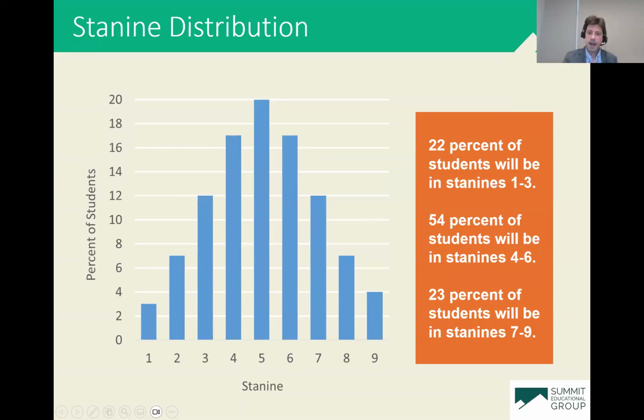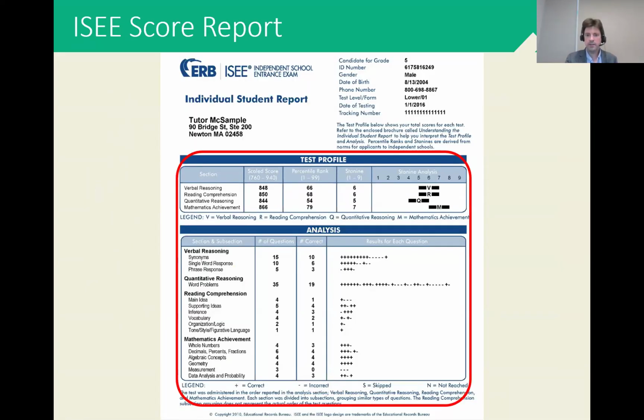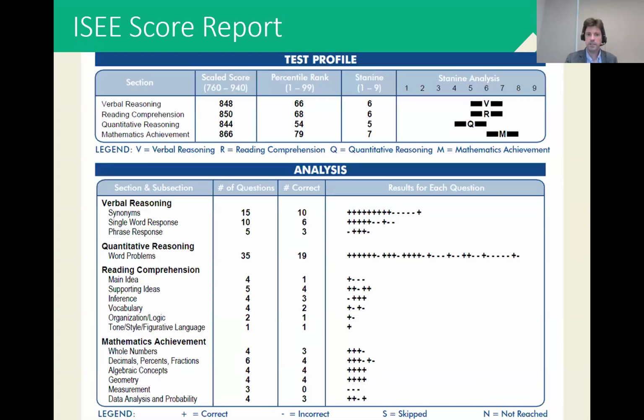And this is what the score report looks like for the ISEE. I know this is a little bit small, so we'll blow this up here. Again, every question that students answer correctly is +1. That raw score is then converted to a scaled score. It's on a 760 to 940 scale. That scaled score is then converted into a percentile score and then converted into a Stanine score, which most schools are actually looking at.